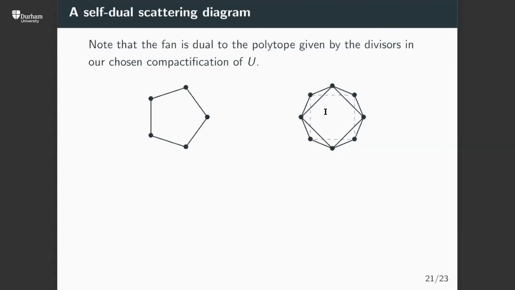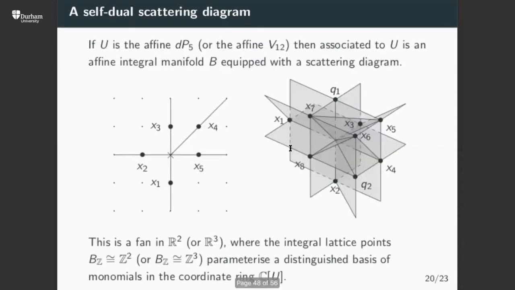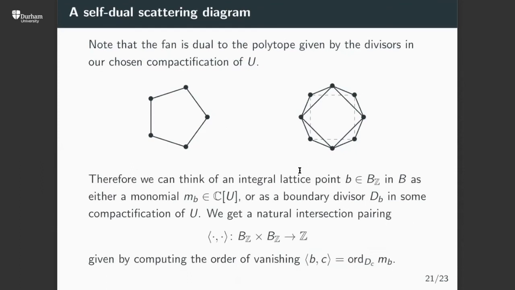Because the fan is dual to the polytope that I've drawn here, I can think of these lattice points either as monomials on my variety, or as divisors in a compactification of my variety. And this has something to do with the fact that these things are self-mirror in some special way. And so I have this space, which just looks like the real Rn, with an integral structure and this fan in it.